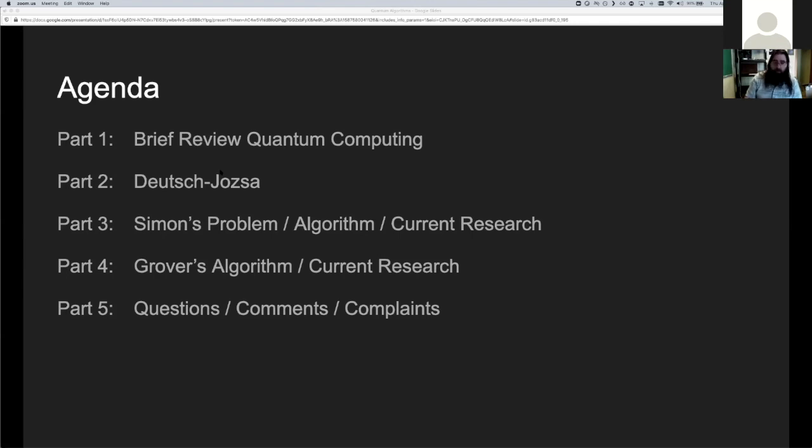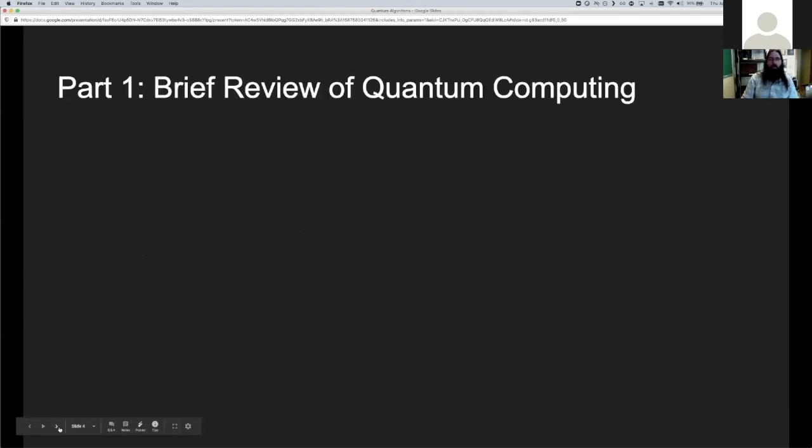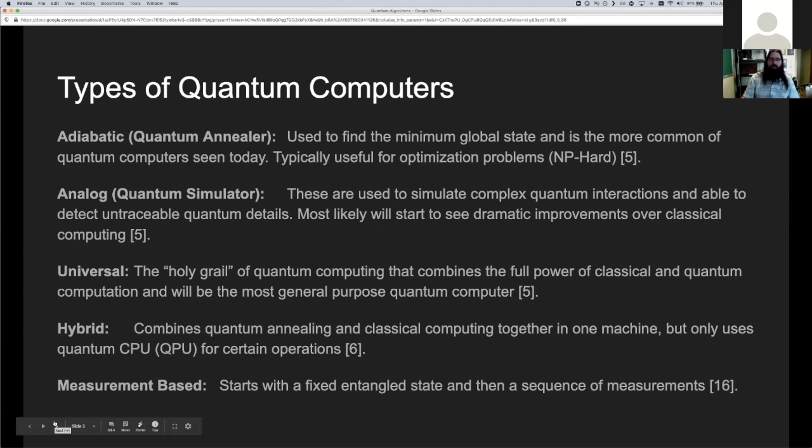Okay, so part 1. I know you guys have been dealing a lot with quantum annealing, so I don't really have to explain too much about that. But adiabatic or quantum annealers are used to find the global state. They want to find a global minimum or a global maximum based on Ising Hamiltonians. Pretty basic stuff there. Then we want to get into analog, which are also known as quantum simulators. We're trying to simulate complex quantum interactions and be able to detect untraceable quantum details. And over time, quantum simulators are actually improving dramatically.